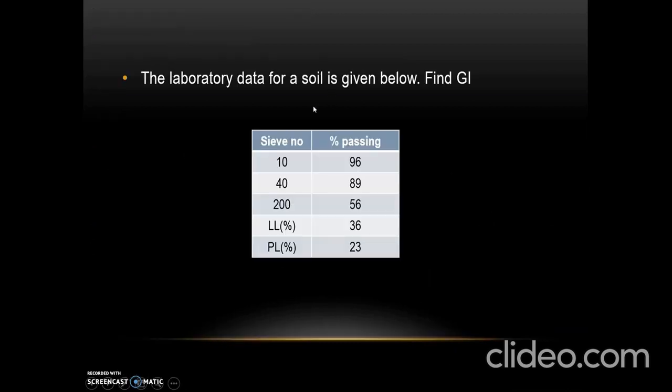Now we will solve a problem to find GI. Here sieve numbers are mentioned and percentage passing is given. The sieve number 200 indicates 75 micron. So we are given the value of percentage passing through 75 micron, and that is 56%. Liquid limit is given as 36% and plastic limit is given as 23%. So using these data, we need to find out GI.